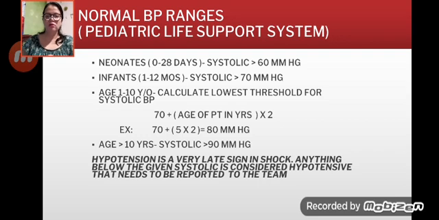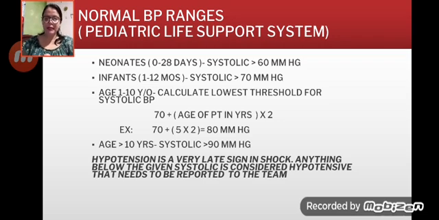And for age 1 to 10, you need to calculate the lowest threshold for systolic BP. So the constant would be 70, plus, assuming that the age of the child is 5 years old, you need to multiply that by 2. So 5 times 2 is 10, then added to the constant number, which is the 70, you will be getting 80 millimeters of mercury as his normal systolic pressure. And for age greater than 10 years old, the systolic pressure should be greater than 90 millimeters of mercury.